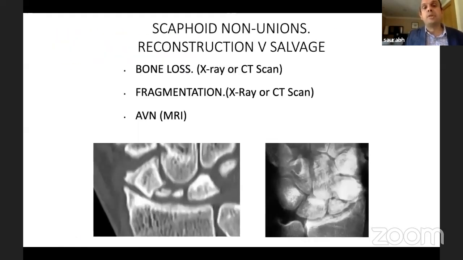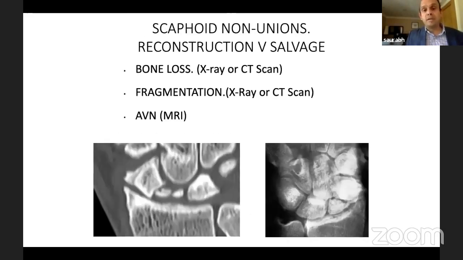Then scaphoid non-unions, SNAC. Reconstruction versus salvage procedures. Again, as I said, in my practice, I only do CTs, but for exam purposes, you're going to mention both CT and MRI. CT scan, as I was telling you, will tell you fracture lines, displacements, erosions, humpbacks in waist non-unions. It will also tell you in proximal poles about fragmentation, about AVN, and then if you want to look for your AVN, you can do an MRI, at least for exams, mention that.